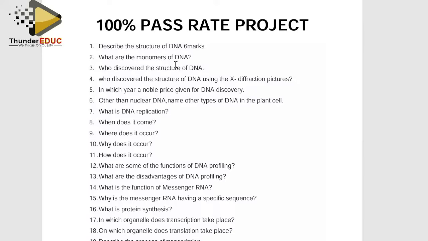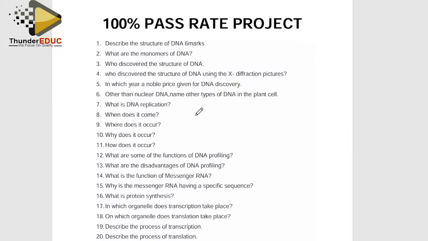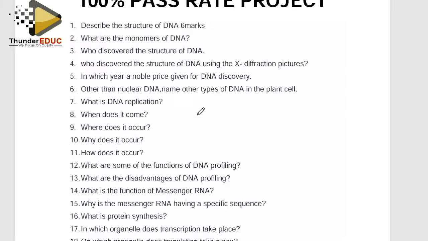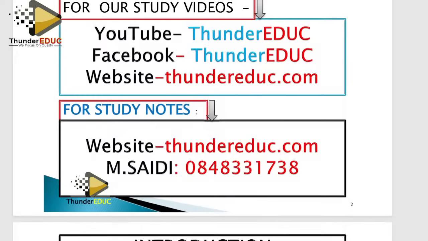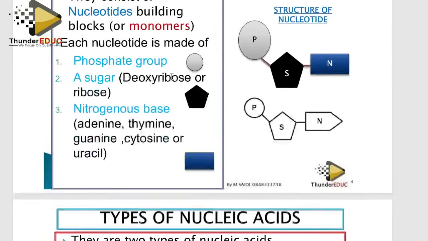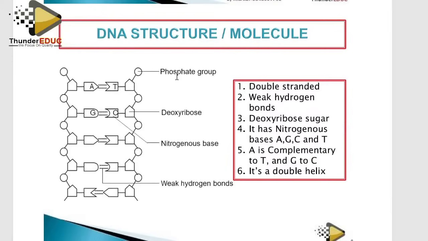The first question. They are saying, describe the structure of DNA. When the question comes like this, what do you say? When you are asked to describe the structure of DNA, automatically you have to describe that DNA is a double helix. It has weak hydrogen bonds. These hydrogen bonds join together the two strands to form a double helix. You describe the real structure, what you see on DNA.